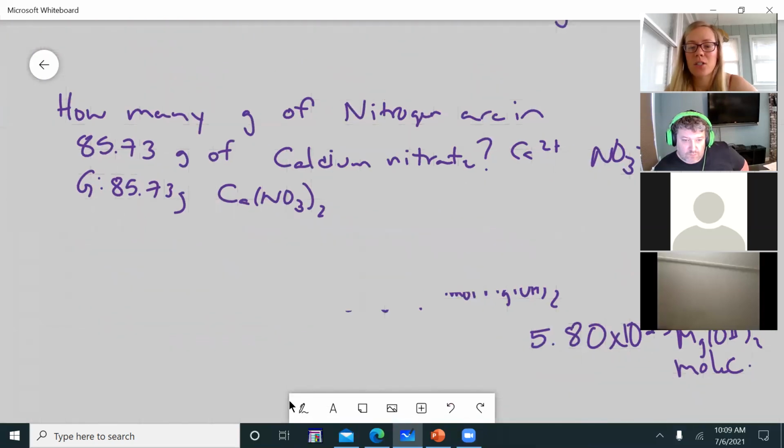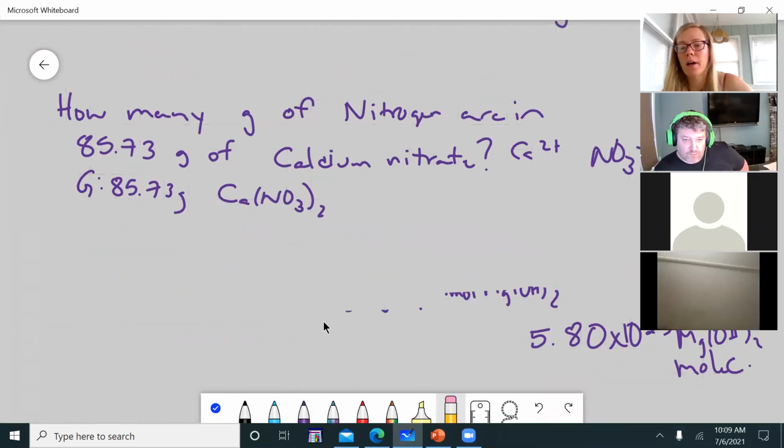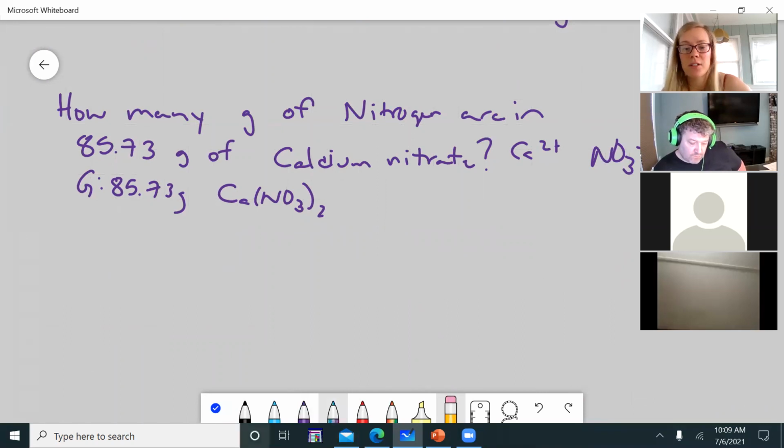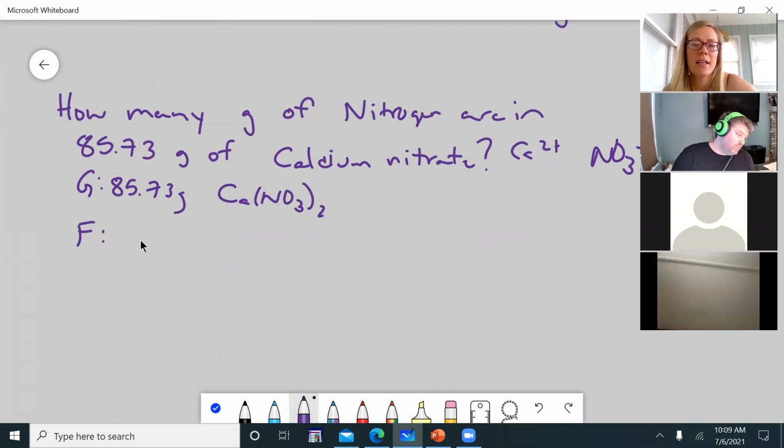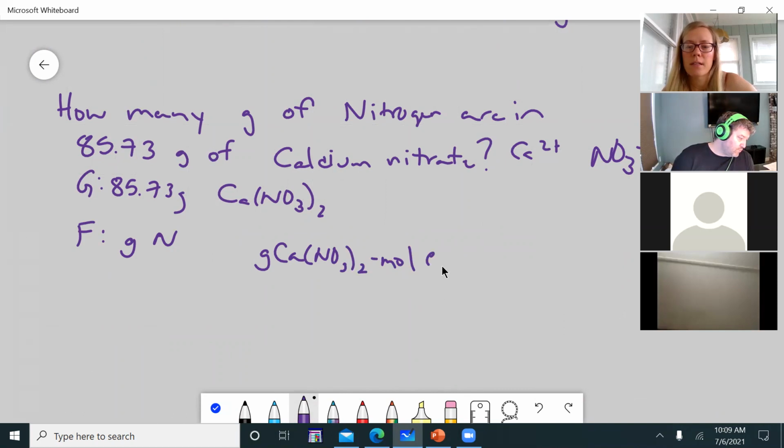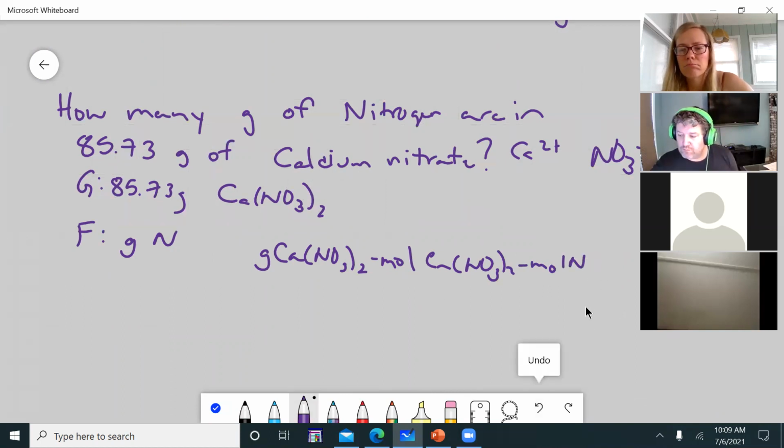And that nomenclature, it just keeps coming back around. So the sooner you can get that nomenclature tacked down, the better off you're going to be. We're trying to find grams of nitrogen. So quick flow chart, we're going grams of calcium nitrate into moles of calcium nitrate into moles of nitrogen into grams of nitrogen.